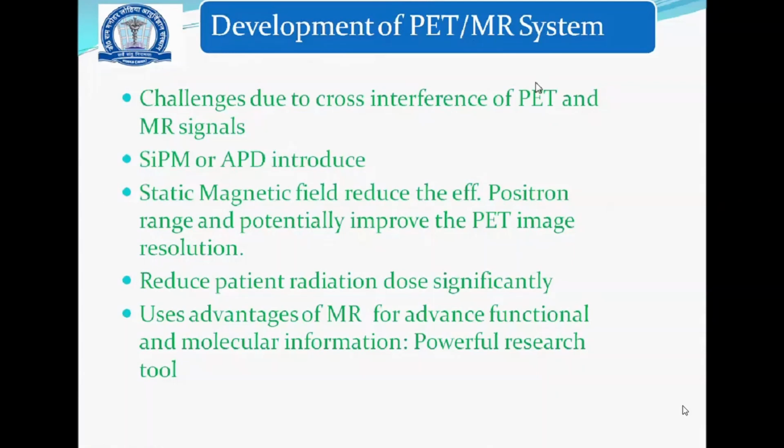Initially, researchers thought of having a separate image fusion, with data transmitted to a location a few meters away where the MR and PET data integration would be done. But after the introduction of silicon photomultiplier and APD technology, first introduced by Siemens for their PET MR, and subsequently Philips introduced the silicon photomultiplier and GE as well. Now all three companies have a silicon photomultiplier based crystal detector system for PET CT and PET MRI.